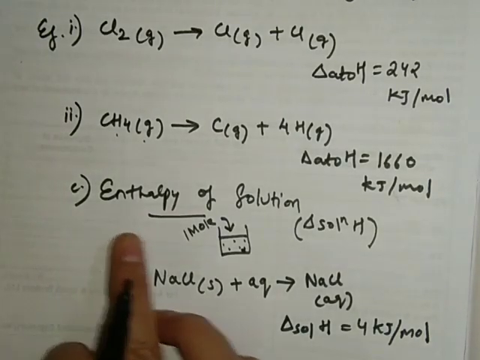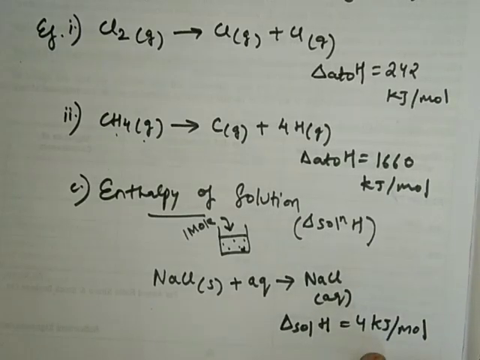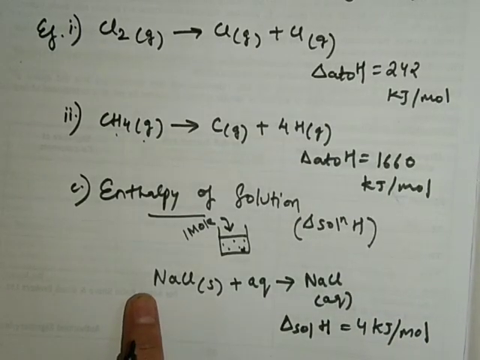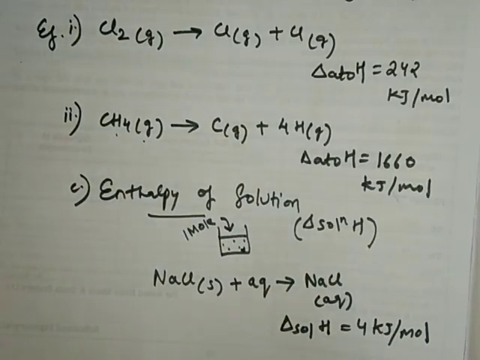I am repeating the definition. The enthalpy of solution is defined as the enthalpy change in a process where 1 mole of a substance, meaning solute, is dissolved in a specified amount of solvent. Okay, what will be the result of this? You will get a solution of a particular concentration.